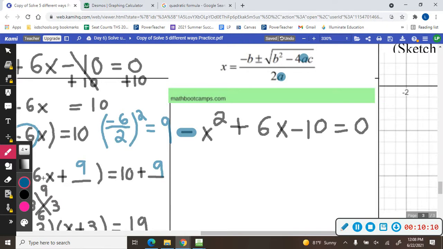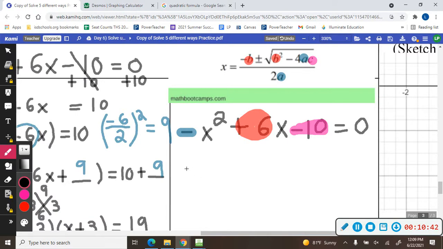And then we know B would go here and here. And we know B is 6. And then C is -10. And C would go there. So that's all we are going to do, we're going to plug into that formula.